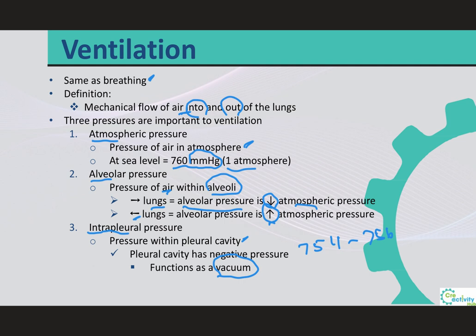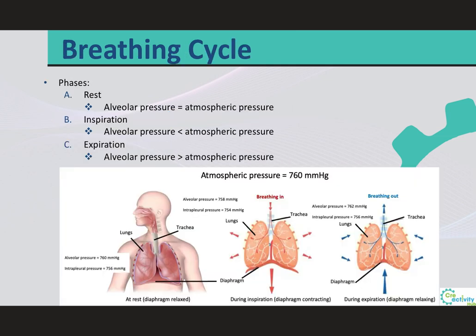Therefore, if the lungs expand, the alveolar pressure will decrease, and when the lungs recoil, the alveolar pressure will increase. Now, our respiration or breathing goes through cycles, and there are 3 phases to this cycle, which are the rest, inspiration, and expiration phases. First, the rest phase is actually very short, and during this phase of the breathing cycle, the alveolar pressure is equal to the atmospheric pressure.